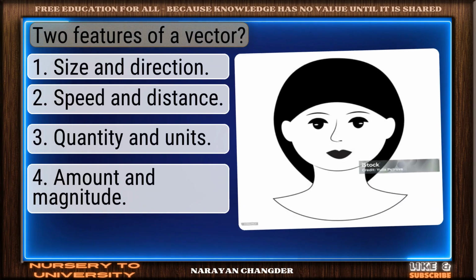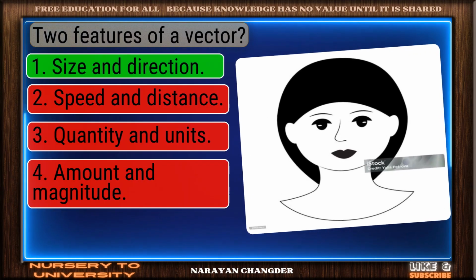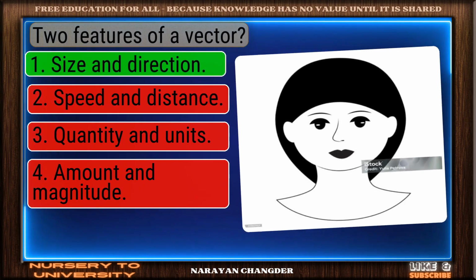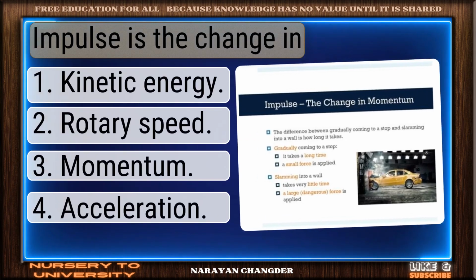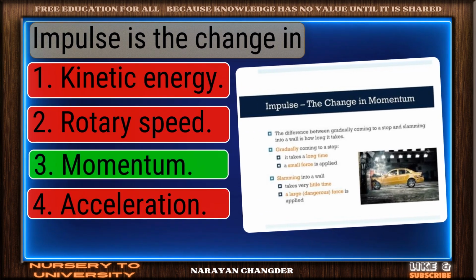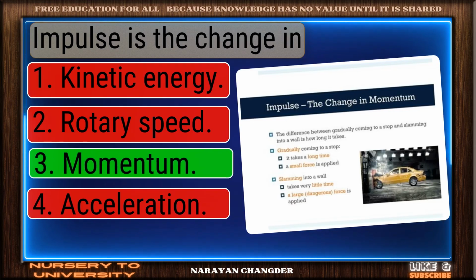2 features of a vector. On track. Size and direction is the correct answer. Impulse is the change in. Clear logic. Your choice momentum is sound and 100% true.